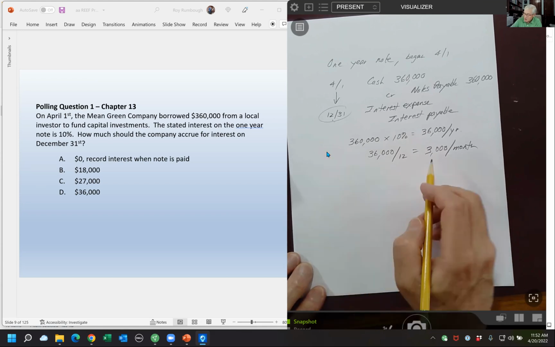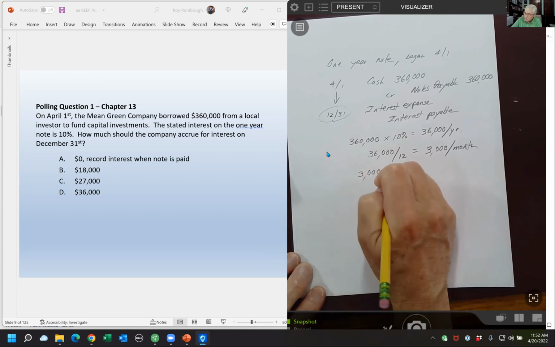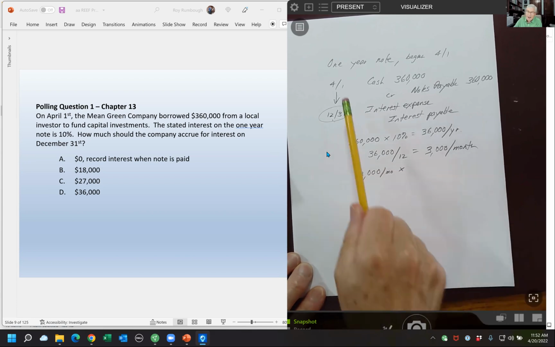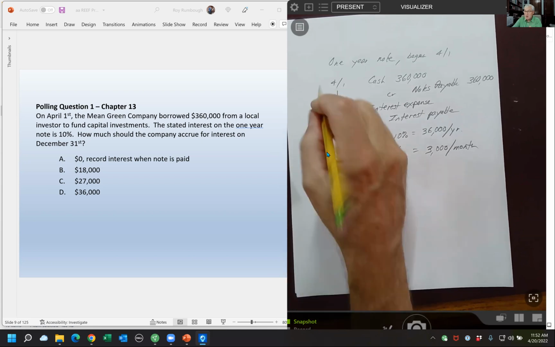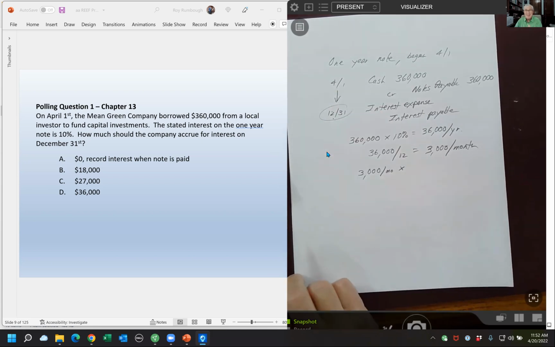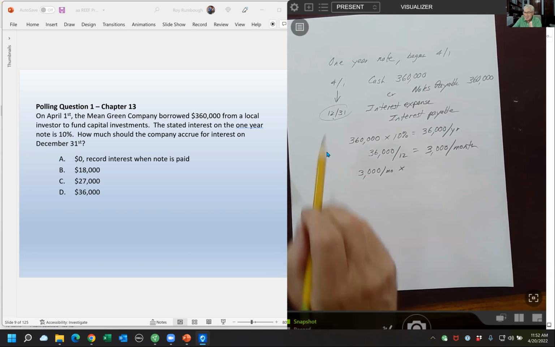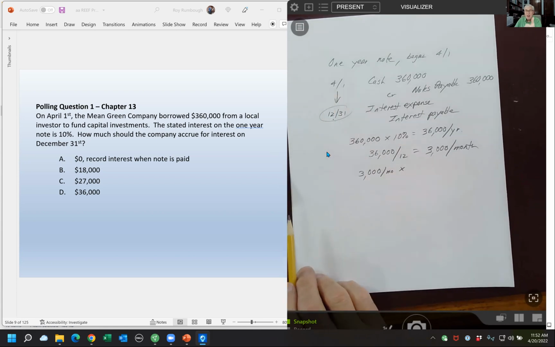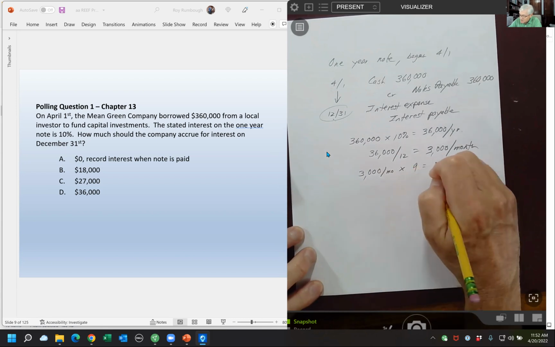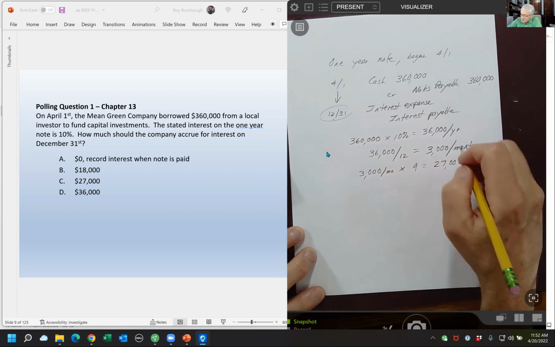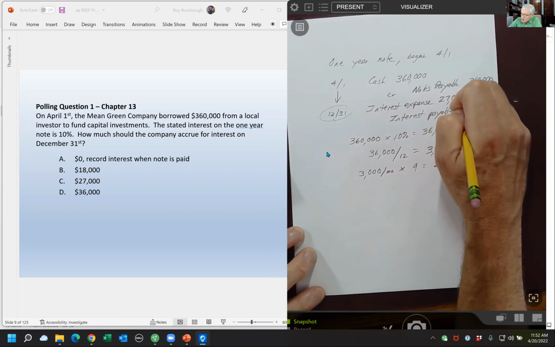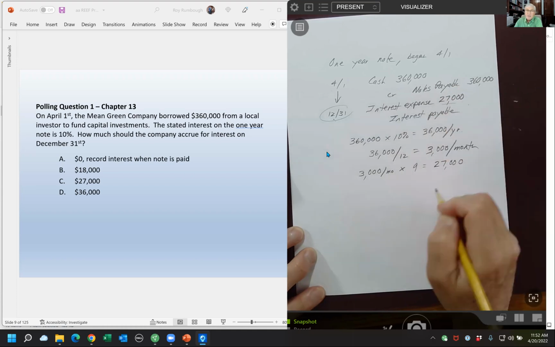It's going to be 3,000 per month times how many months? I'm going to count them on my fingers so I don't screw up. April is in, because this note was outstanding for the whole month of April. If it was April 30th, you wouldn't count April. That's why I sometimes use my hands. April, May, June, July, August, September, October, November, December, 9 months times 3,000, 27,000. So my interest expense that I got to record as an adjusting entry is 27,000.